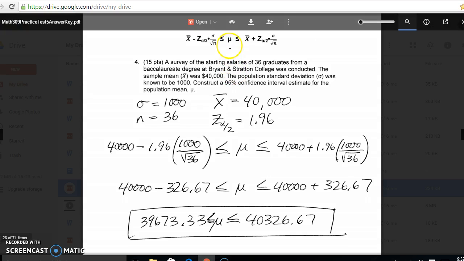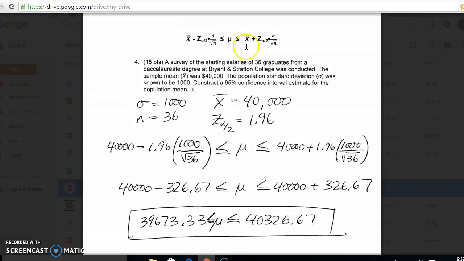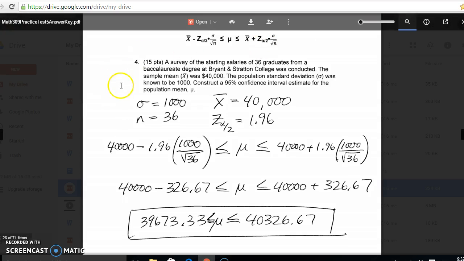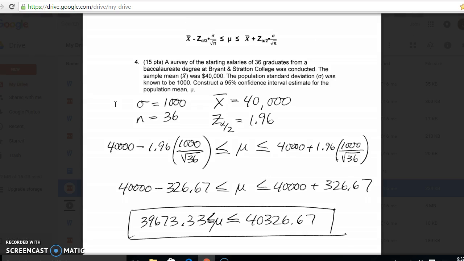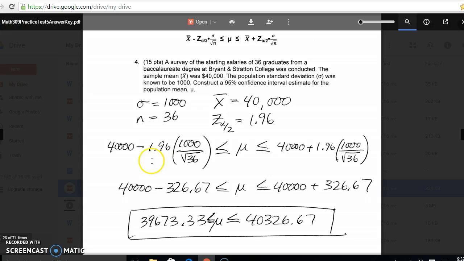Mu is sitting in the center of that equation right there. And then you're going to plug in your values onto the left-hand side and the right-hand side of the confidence interval. So I've listed out the information given to you in the problem. The sigma, 1,000. The N is 36. The X bar over here is 40,000. And also you should remember that the Z for a 95% confidence interval, which is what these problems are, is 1.96. So you plug in your values.